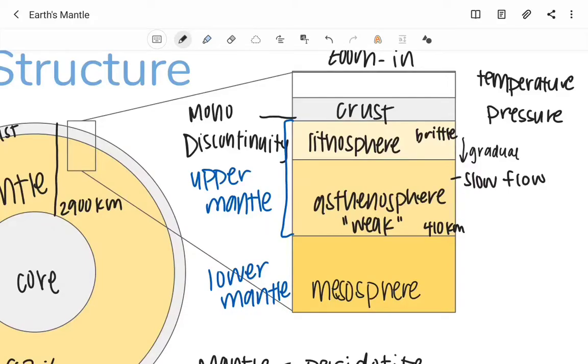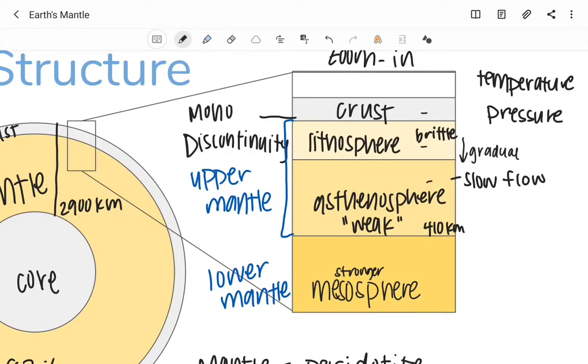While the mesosphere is much stronger than the asthenosphere, it also exhibits a little bit of that flow. But because there's more pressure in the mesosphere, right, there's the crust, lithosphere, and asthenosphere, all of this is on top of the mesosphere. It adds to the pressure the mesosphere exhibits, so it gives it a stronger, more solid rock.